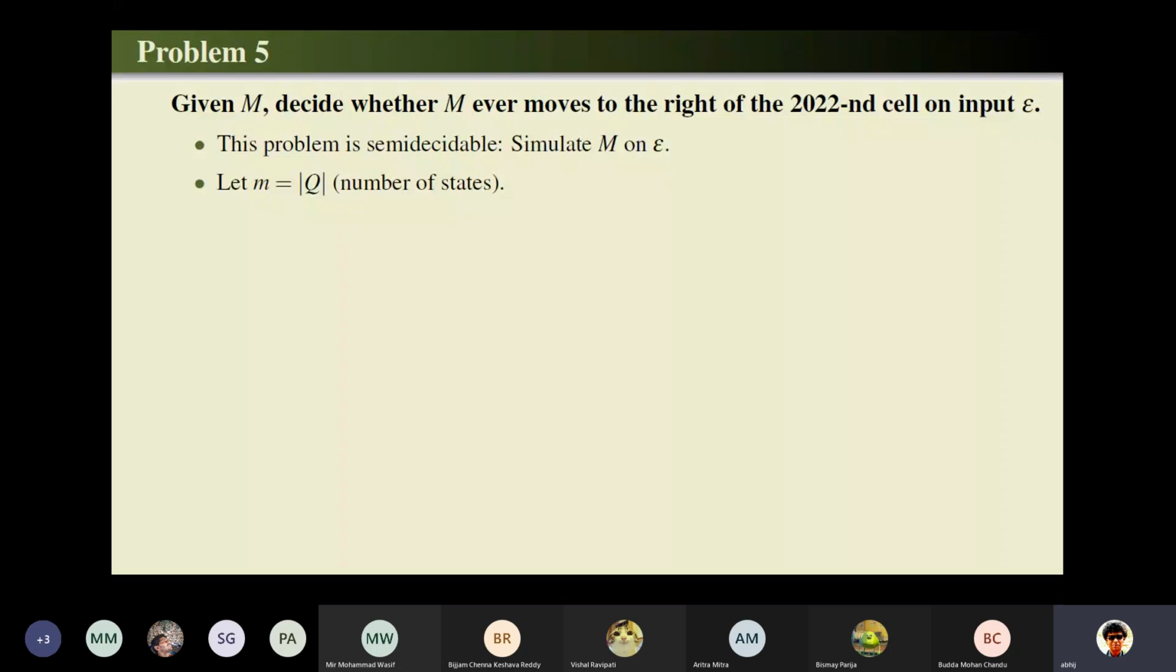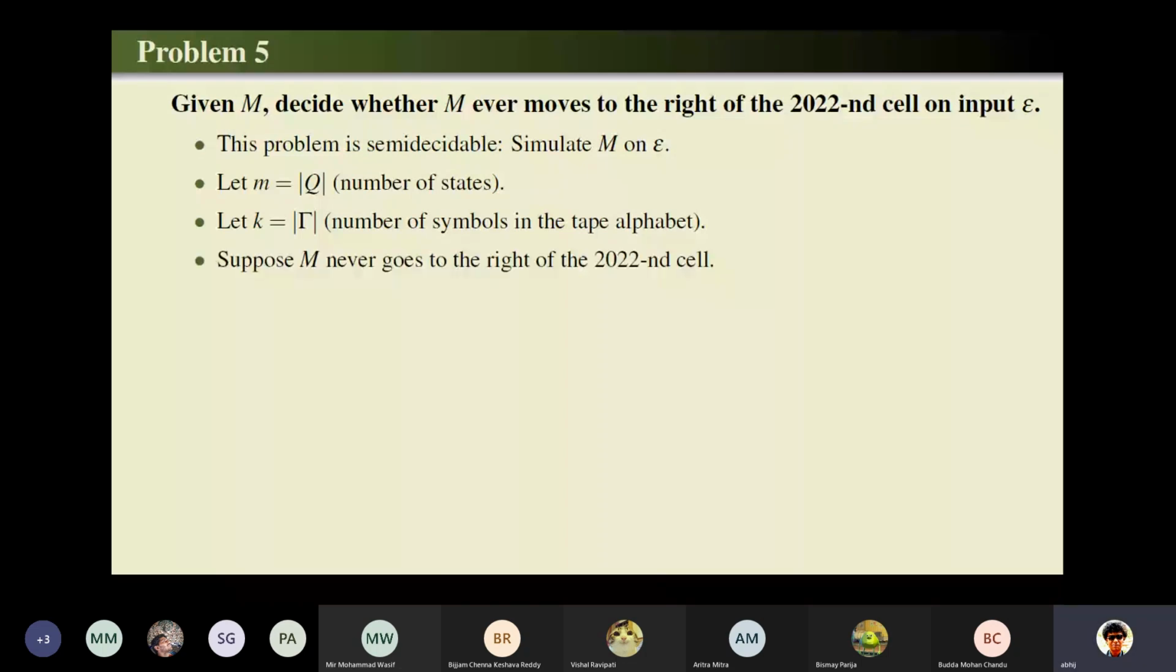So let m be the number of states of the machine, and k be the number of symbols in the tape alphabet. What else do I need? State, symbol, perhaps nothing. Suppose that M never goes to the right of the 2022nd cell. Then the head position will be restricted to 0, 1, 2, up to 2022. So 2023 possibilities of the head position.